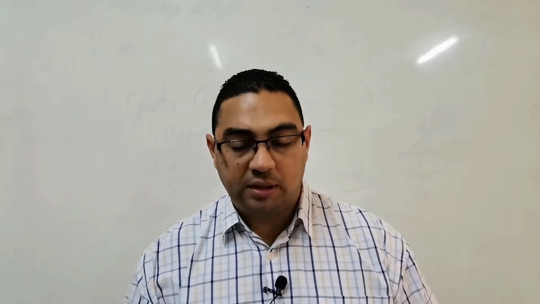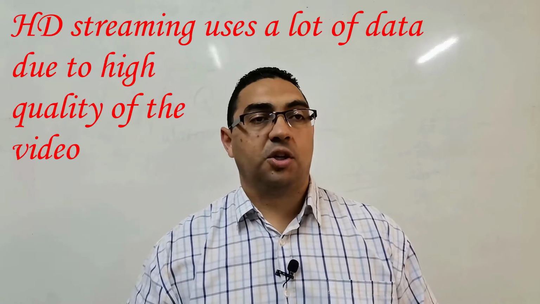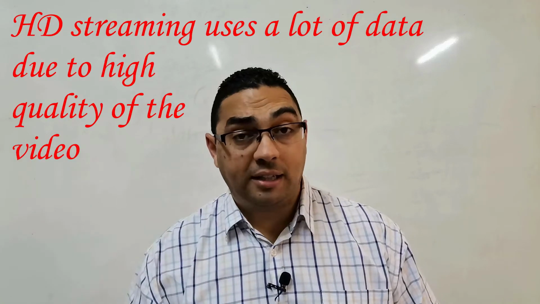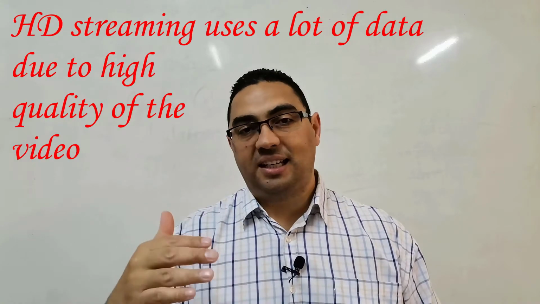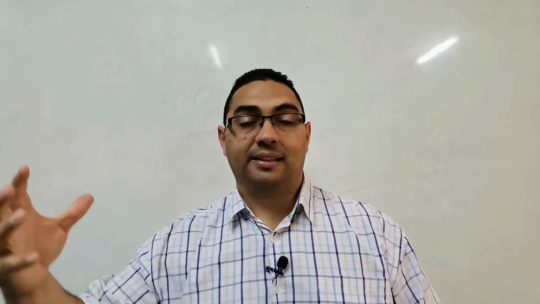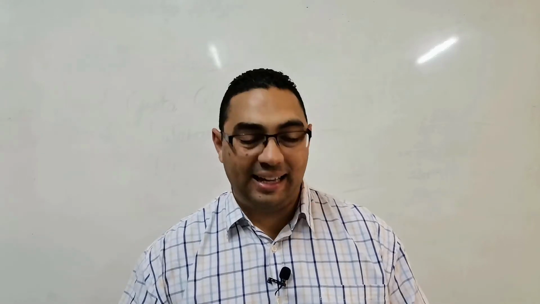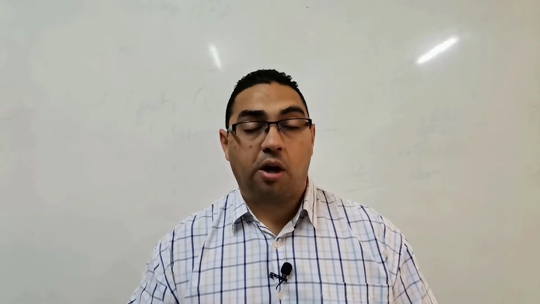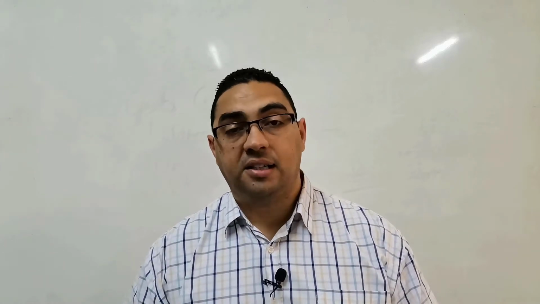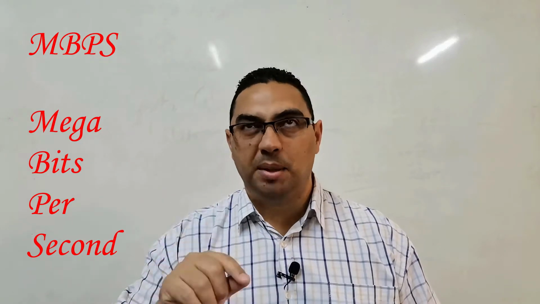Right, the next one, explain why HD streaming will demand a lot of bandwidth. Obviously, HD streaming means it's high definition, so it's high quality picture, and the minute you are streaming high quality picture, it means it's taking a lot of data across your internet line, and that is why, because you're dealing with high resolution files. The next one, name the unit in which transfer speed on the internet is measured, and we know that is megabits per second. You could just put Mbps.